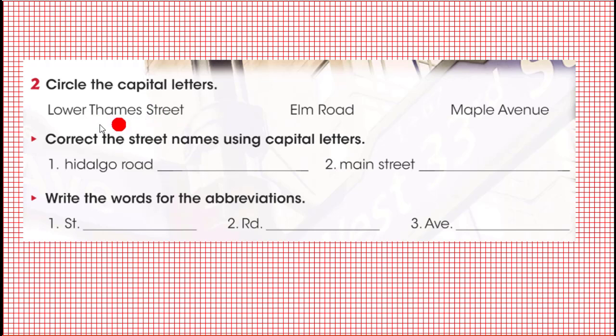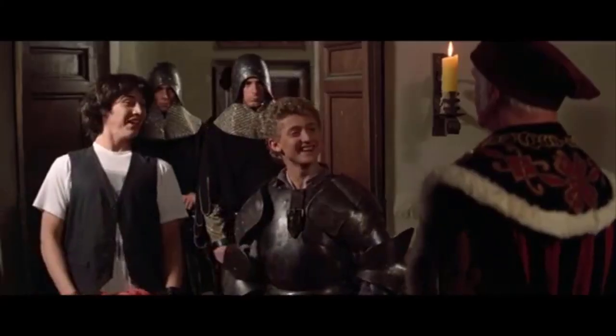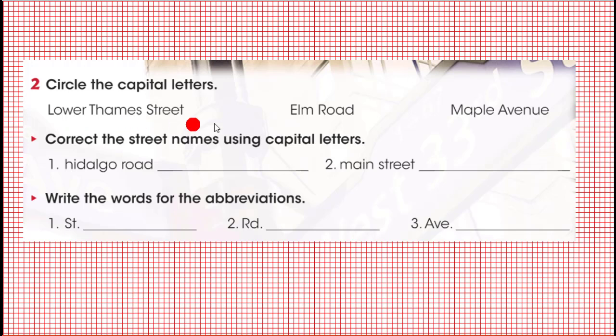For example, here. Mira, por ejemplo, acá. Cada una de estas calles está iniciando con letra mayúscula. ¿Ya has podido identificar a las letras mayúsculas? ¿Cómo se decía letras mayúsculas en English? Yes, capital letters. ¡Excelente! Entonces, ¿qué es lo que tienes que hacer? Circle the capital letters. Vamos a circular todas las letras mayúsculas que vemos en las palabras.